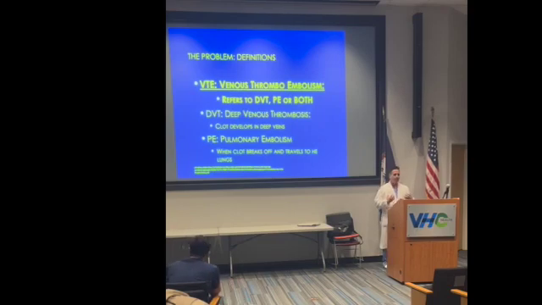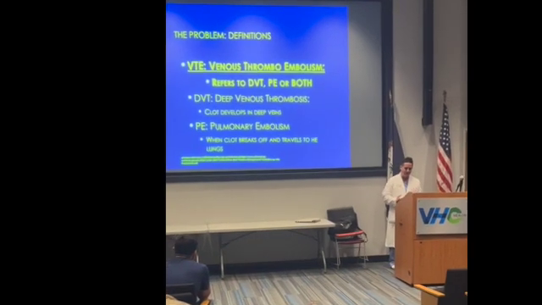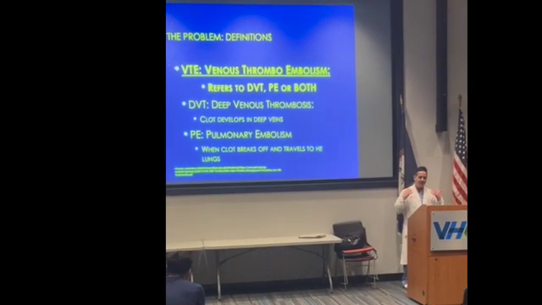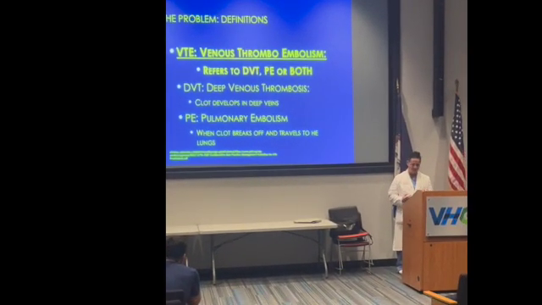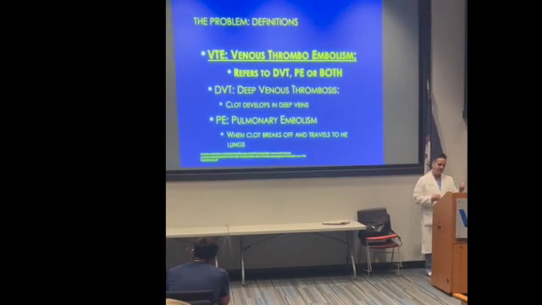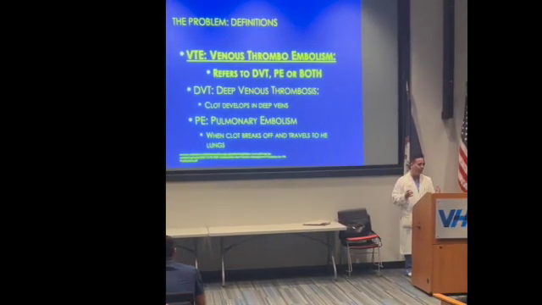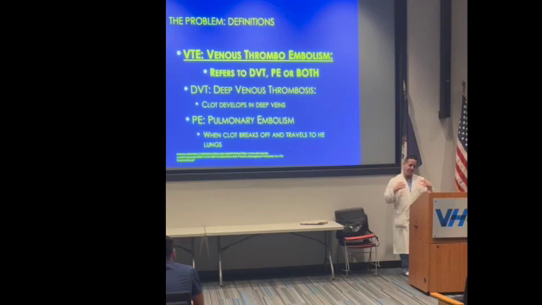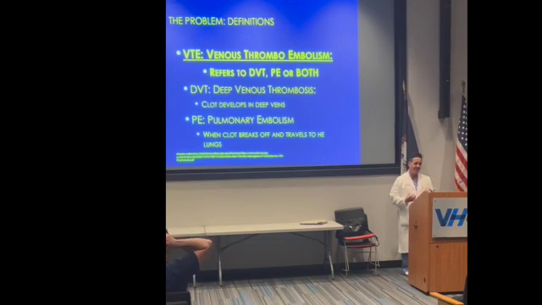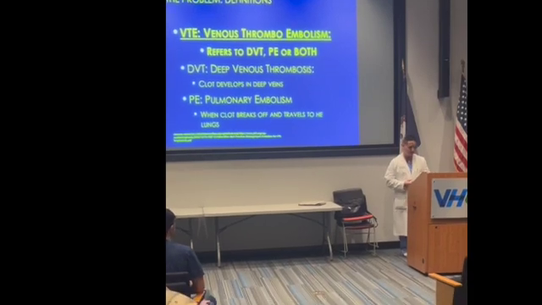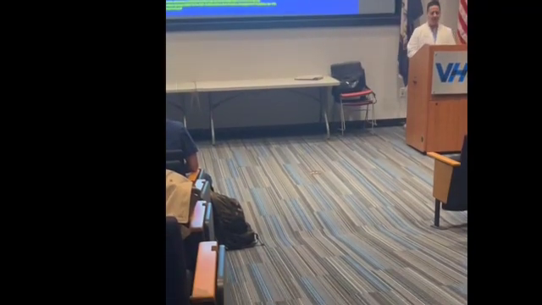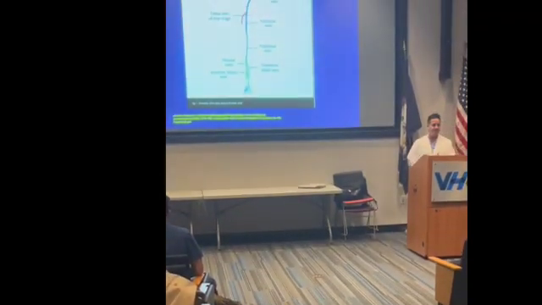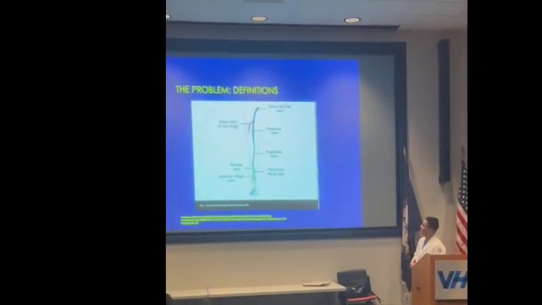I think it's important to clarify the language. So VTE, venous thromboembolism, can refer to a DVT, deep vein thrombosis, or a pulmonary embolus, or both. So it encompasses all of those things. The words matter. When we say DVT, it's got to be a deep vein. When we say PE, it's specifically referring to clots that have broken off and traveled to the lungs. For the purposes of this discussion, we're going to focus on the lower extremity.